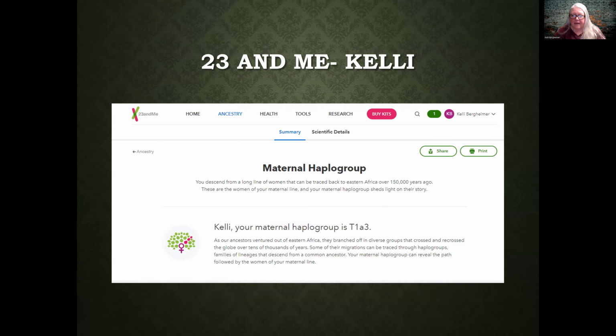At 23andMe, you can find your maternal haplogroup in your summary of your DNA results. And it says here that my haplogroup is T1A3. And as our ancestors ventured out of Eastern Africa, they branched off into diverse groups, and they span the globe. So you can see that there's some general information there about haplogroups. Again, no match list.